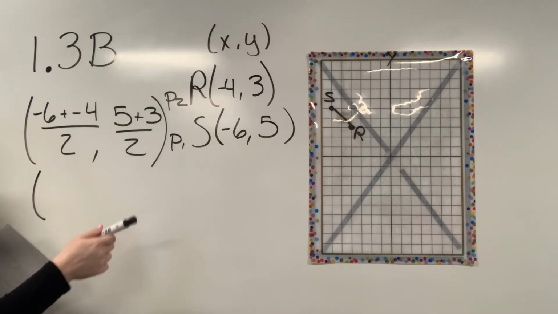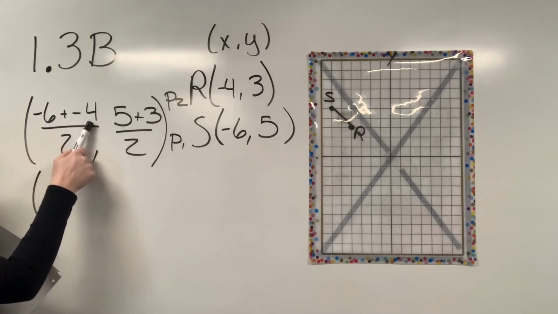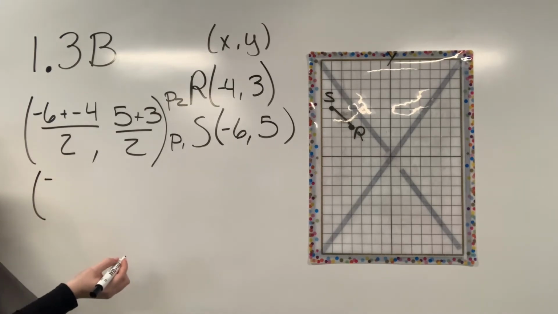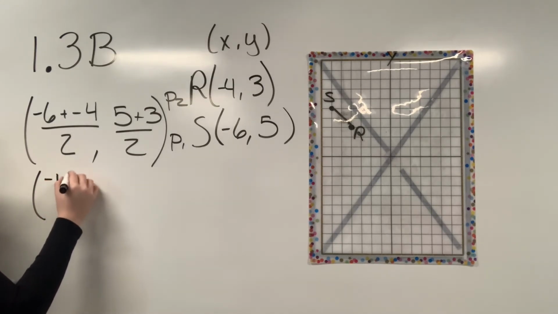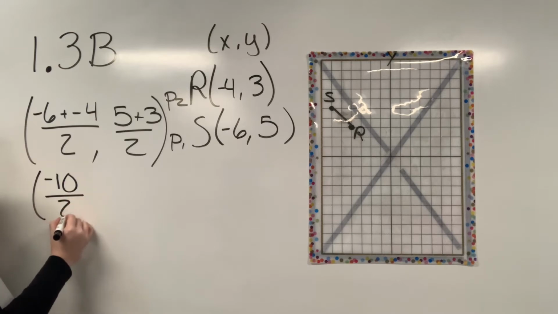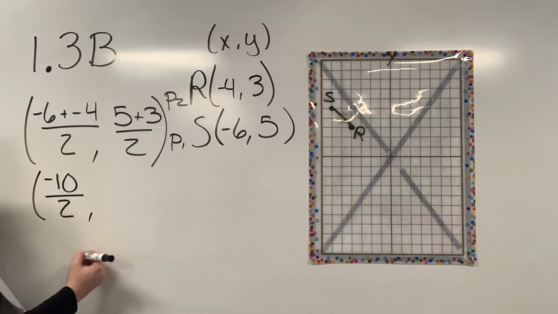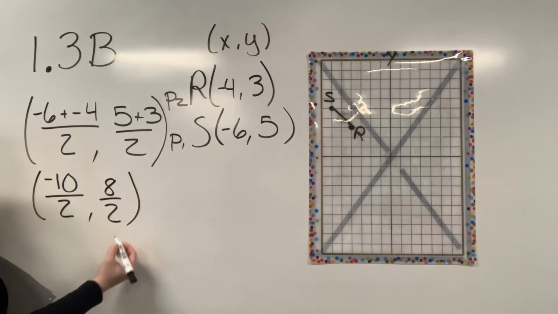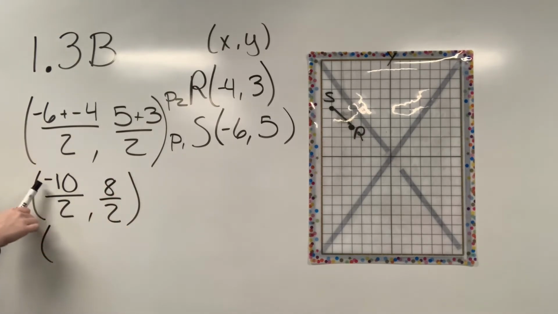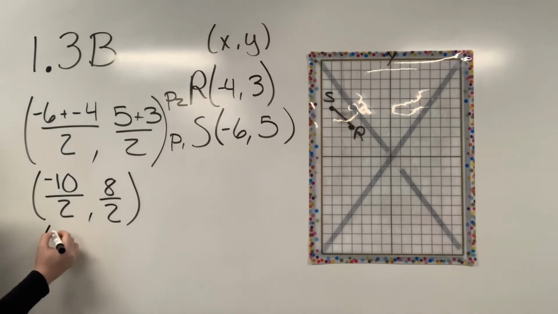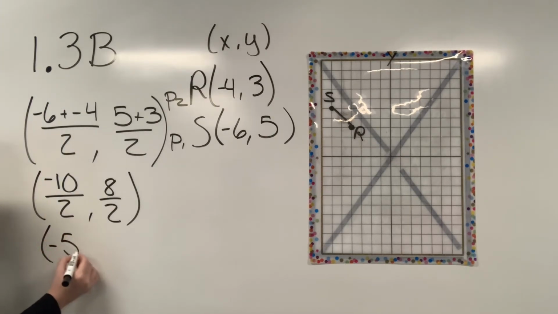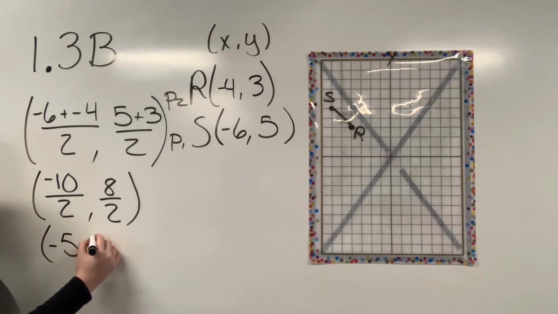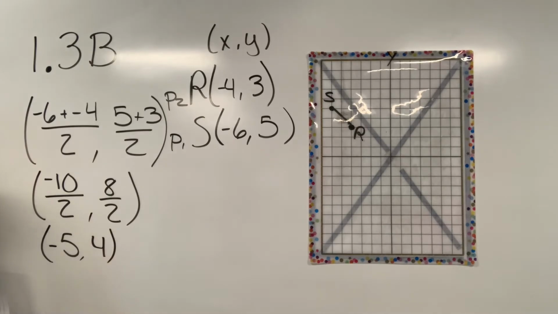Now we simplify. -6 plus a -4. A negative plus a negative is going to keep your negative. 6 plus 4 is 10, so we have a -10. We're going to keep that divided by 2, comma. 5 plus 3 is 8, divided by 2. And then we divide. A -10 divided by a +2 will give you a -5. And a +8 divided by a +2 will give you a +4.